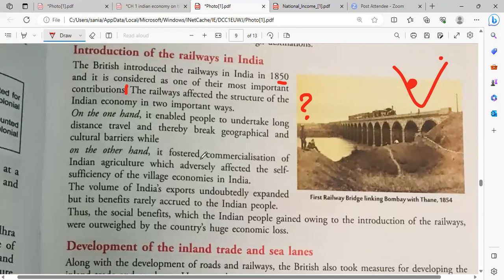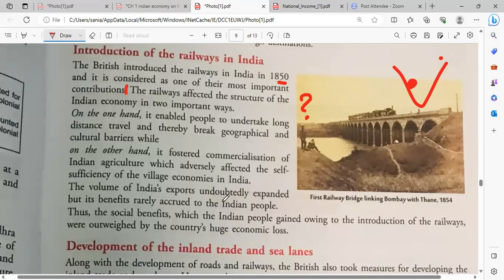But on the other hand, it fostered commercialization of Indian agriculture, which adversely affected the self-sufficiency of the village economy in India. Of course, if railways are being introduced, people are forced to produce cash crops instead of food crops. Also, to introduce railways you need space, so agricultural land and trees came under government control.